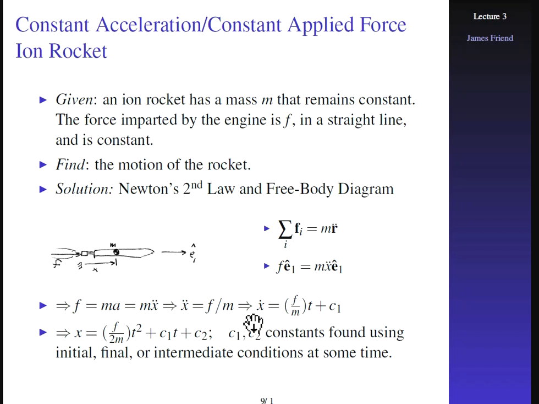And then we can integrate a couple of times. So the velocity of the rocket is equal to the quantity F over m times time t plus a constant. We don't know what that is without the initial conditions. And then we get the position. It's equal to F over 2m times t squared, time squared that is, plus C1 times time t plus C2. And these C1 and C2 constants are found using initial, final, or intermediate conditions at some time.